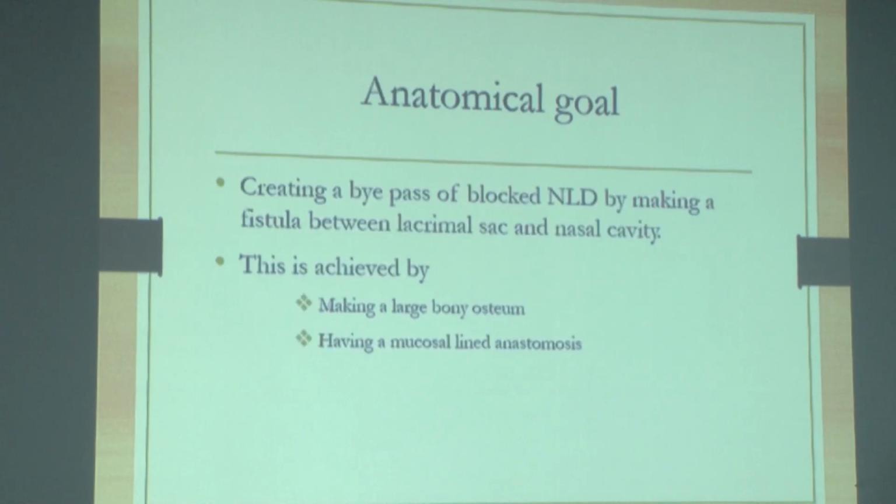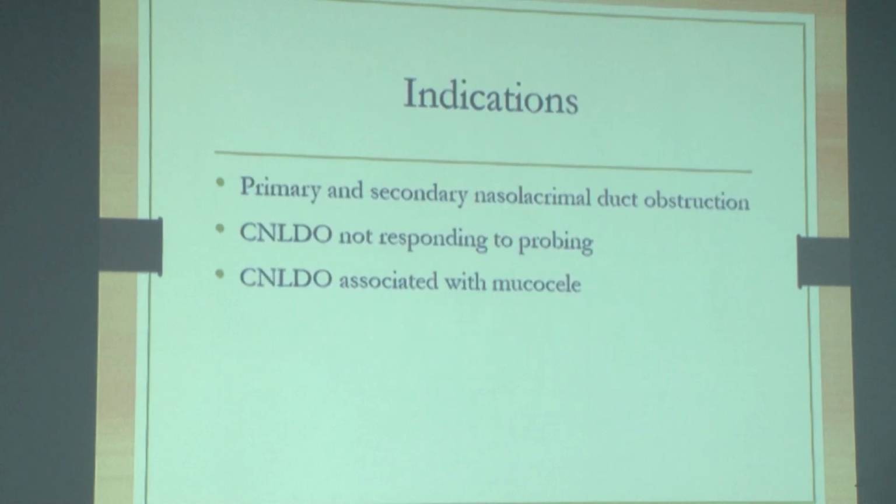This is achieved by achieving the anatomical goal, which is nothing but creating a bypass of the blocked NLD by making a fistula between the lacrimal sac and the nasal cavity. This is achieved by making a large bony ostium. This is one of the most important things. And having a mucosa-lined anastomosis, then it becomes a fistula. As we have discussed, indications are primary and secondary nasolacrimal duct obstruction, and congenital nasolacrimal duct obstruction not responding to probing, or when it is associated with mucocele.